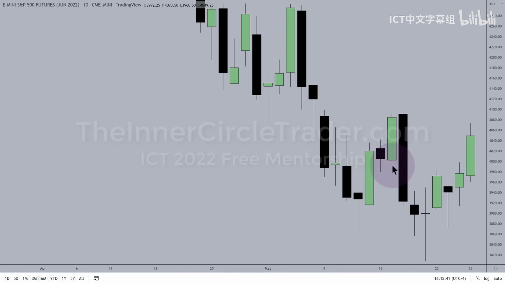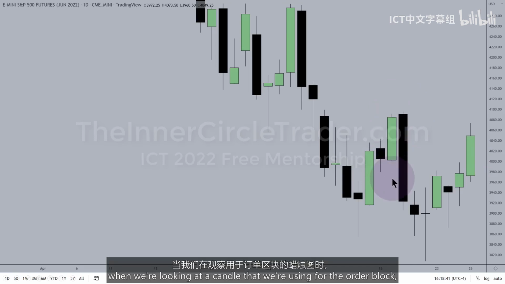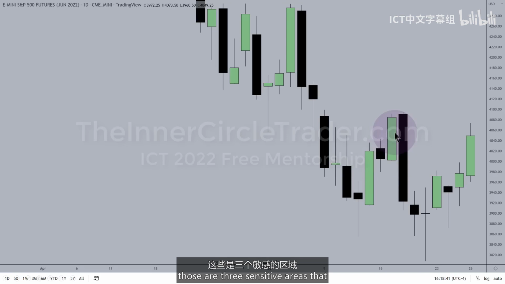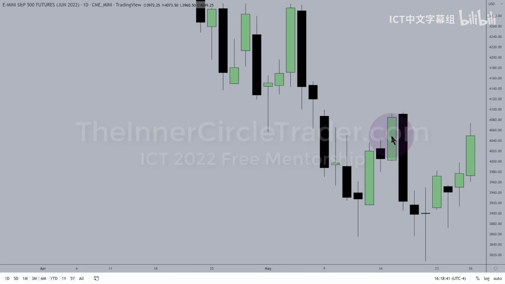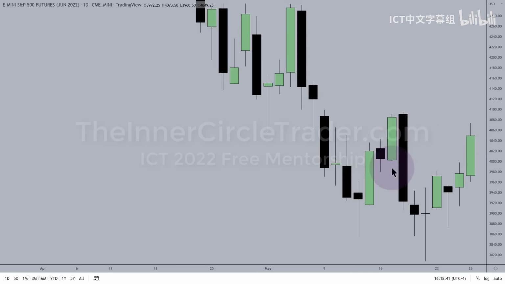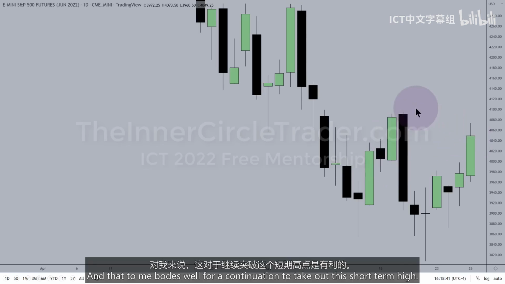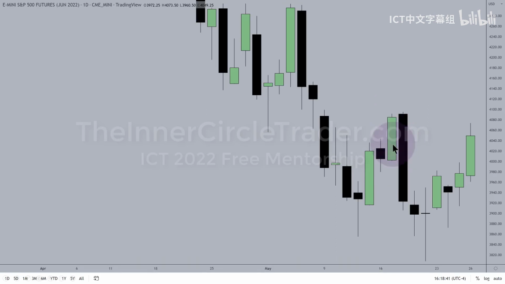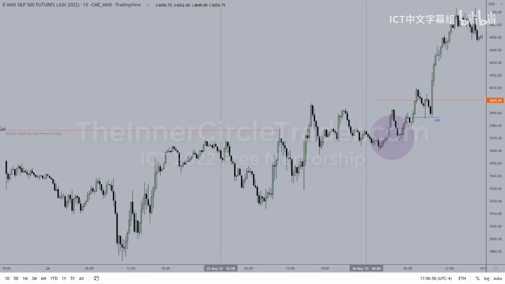But in here, when we're looking at a candle that we're using for like an order block, the low, the open, in the middle of the range, those are the three sensitive areas that you're watching for. If the market trades up into the middle point of that candle, this is what I call the mean threshold. Mean threshold was taken today, and that to me bodes well for a continuation to take out this short-term high.